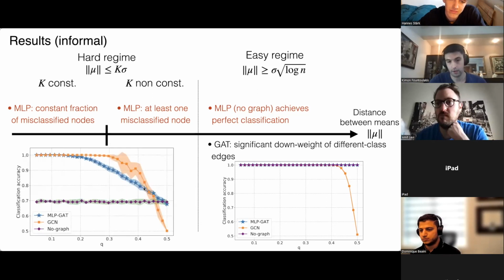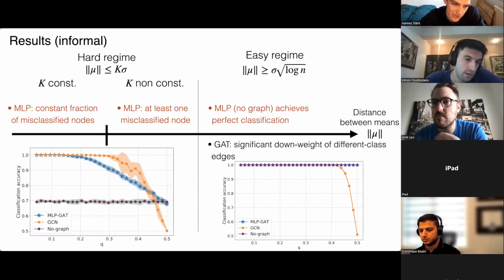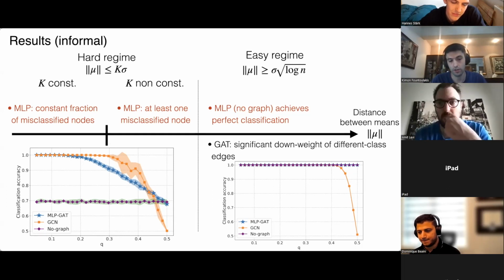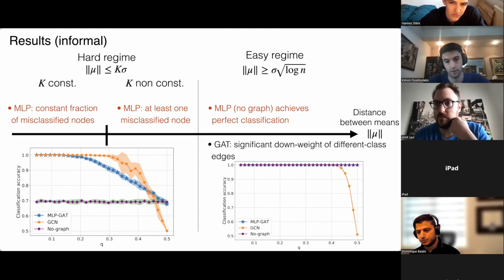Let me show you empirically what we observe on this synthetic data model. The distance of the means has been chosen such that we are in the hard regime. You can see in that plot that the node classification accuracy is now a function of Q for all models. There is a region where GAT is actually worse than GCN. But if Q is very close to P, which is 0.5, then it seems that GAT performs better. Why? We don't know, and it's probably extremely difficult to capture that theoretically.